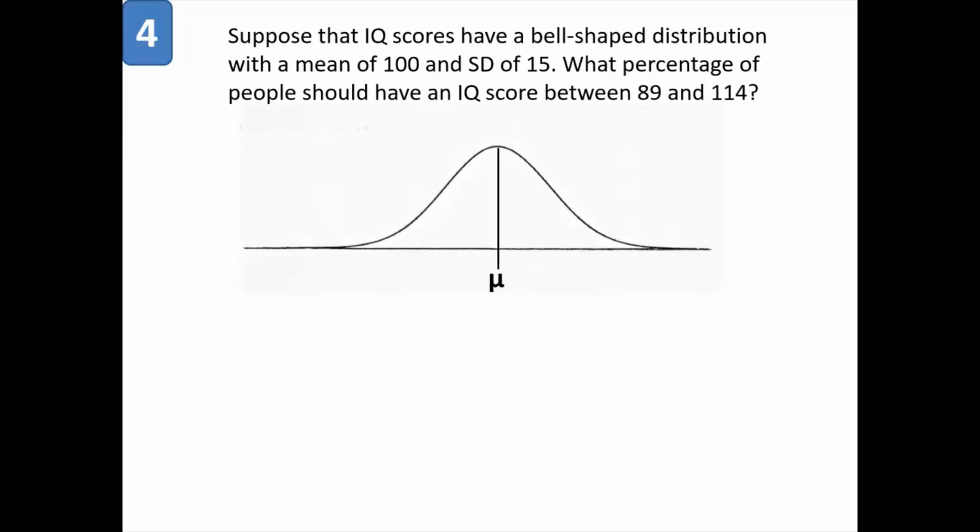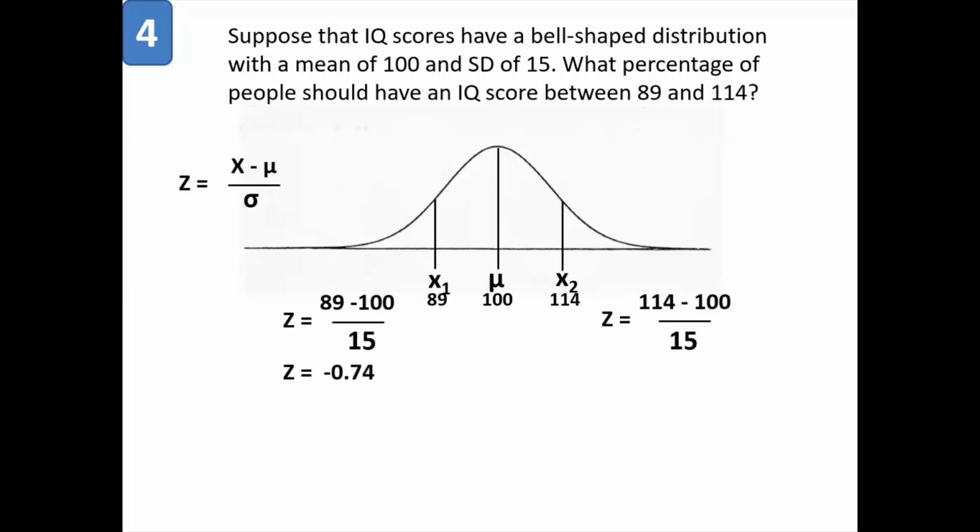Okay, so just plot x1 and x2. So x1 is 89 and x2 is 114. If you calculate the Z value, Z comes as 0.74 for x1 and 0.933 for x2. So 0.73 for x1. You are getting 0.73.